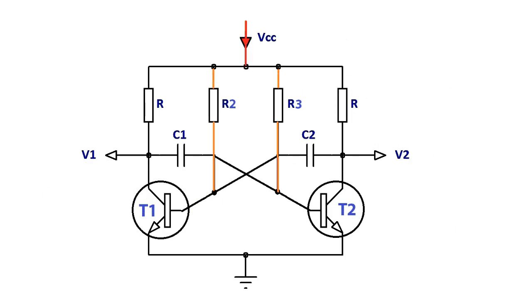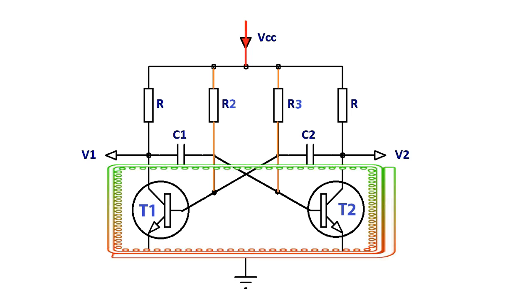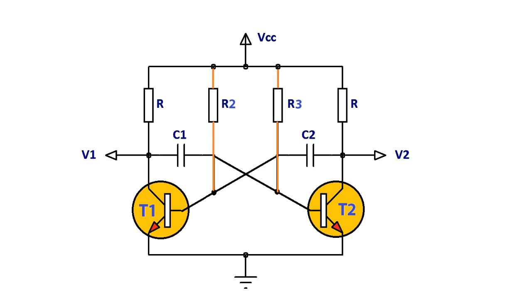When power is applied, theoretically both T1 and T2 should turn on, since their base pins are connected through resistors R2 and R3 to VCC. However, due to small differences in the electric properties, one of them will turn on slightly earlier than the other. Without loss of generality, let's assume T2 turns on first.